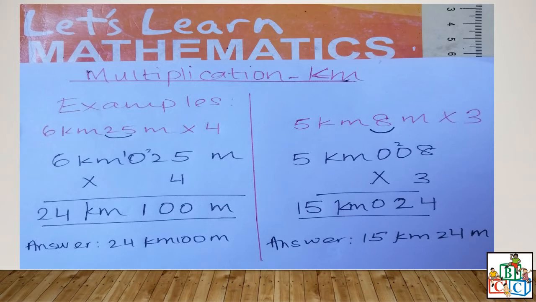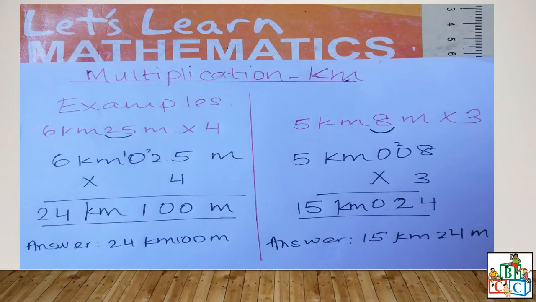So 6 kilometers 25 meters times 4. You're not going to do this multiplication directly like it is because of the 25 meters. You're going to write this as follows: 6 kilometers 025 meters times 4. When you do the multiplication, your answer should be 24 kilometers 100 meters.